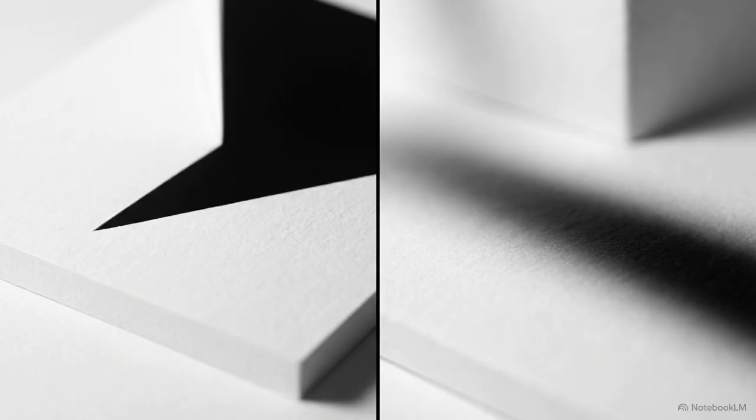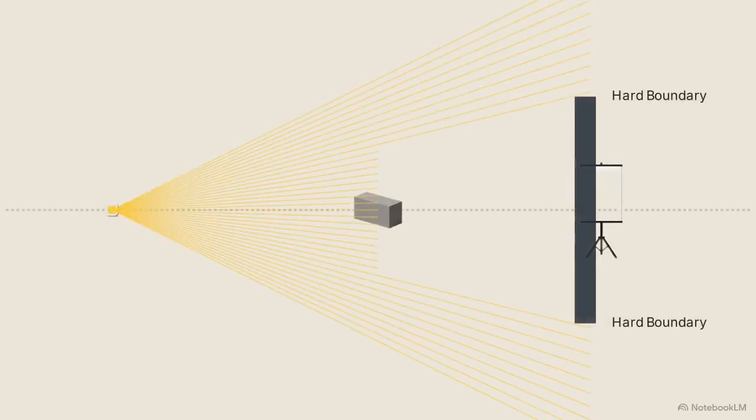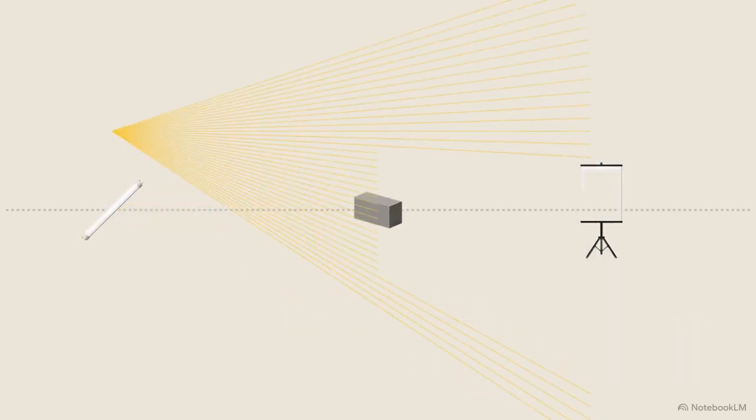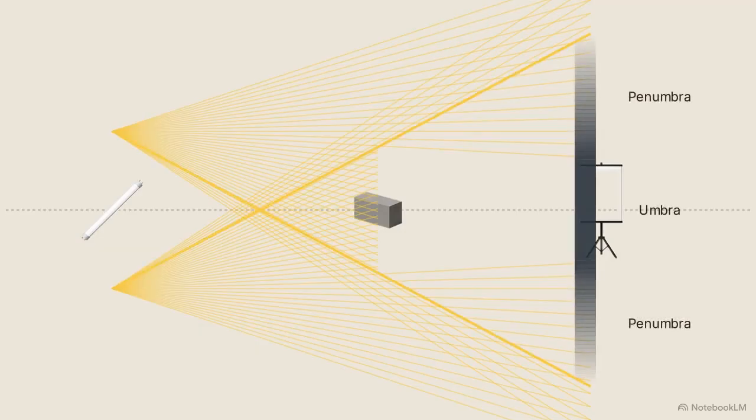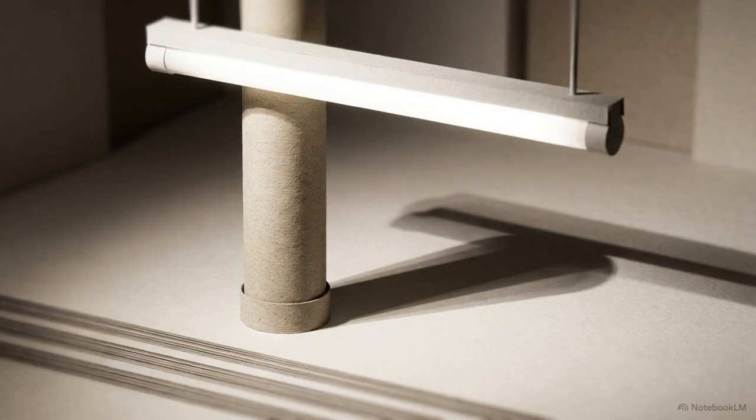The final variable determines whether shadow edges appear razor sharp or soft and blurry: the type of light source. A point source, like a tiny LED, originates from one coordinate, creating a single, hard boundary. A wider, extended source allows light to hit the object from multiple angles. These overlapping paths bleed into the dark zone, creating a fuzzy transition. This blurriness provides physical evidence of light paths hitting the same edge from different origins.